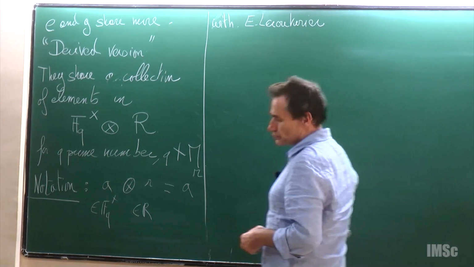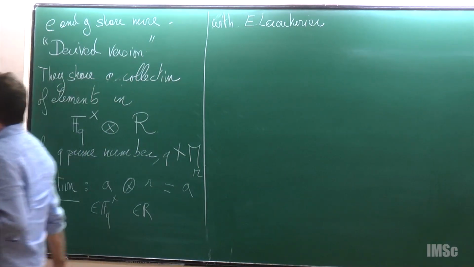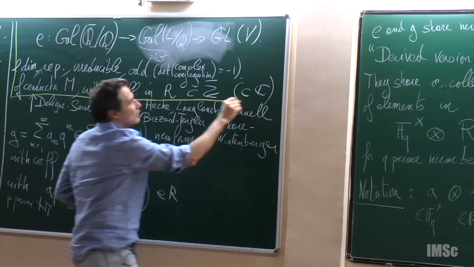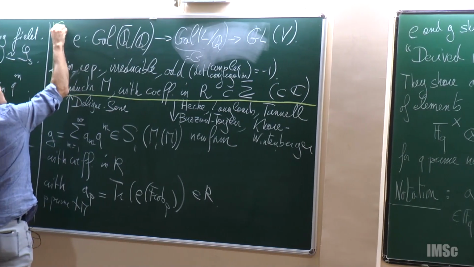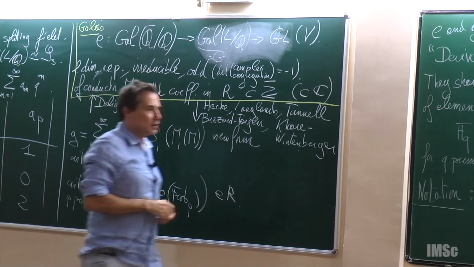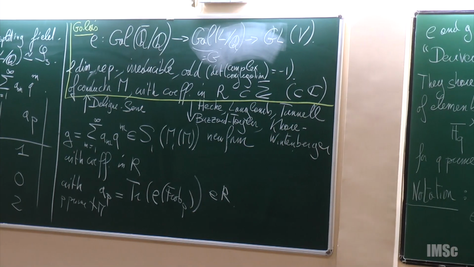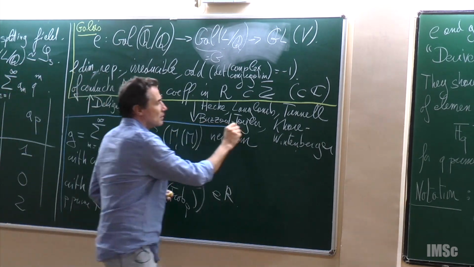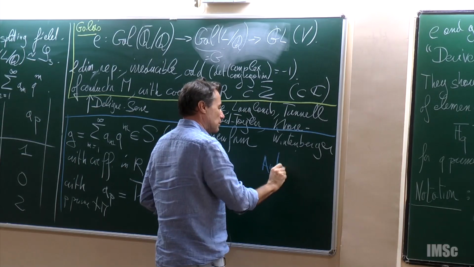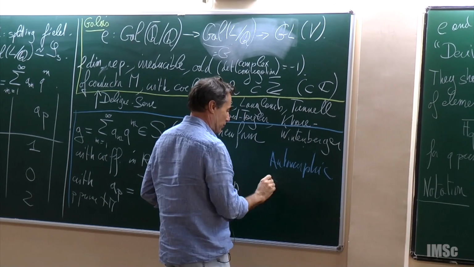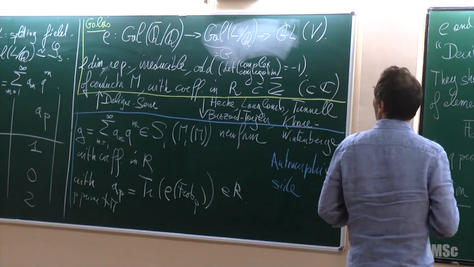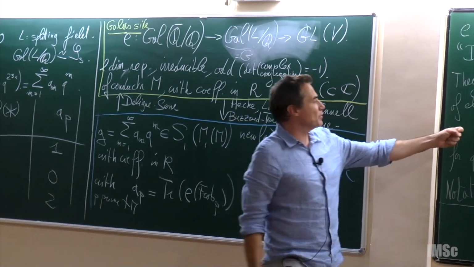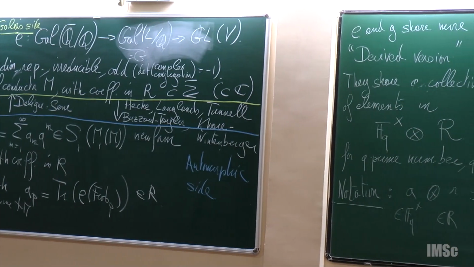Okay, so there are two sides. Let me call this the Galois side, and the other side is the automorphic side, or modular side if you prefer. So I need to define this element on the Galois side first, and that's fairly easy.